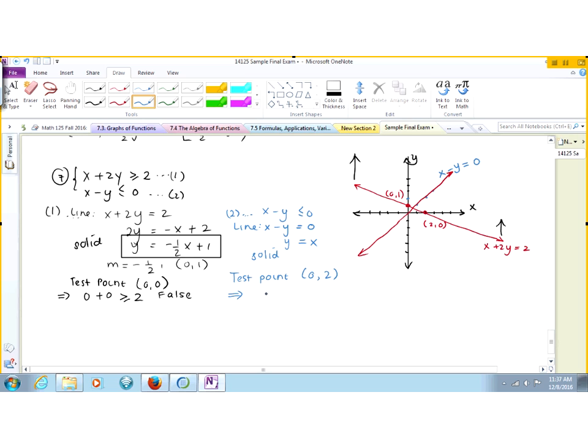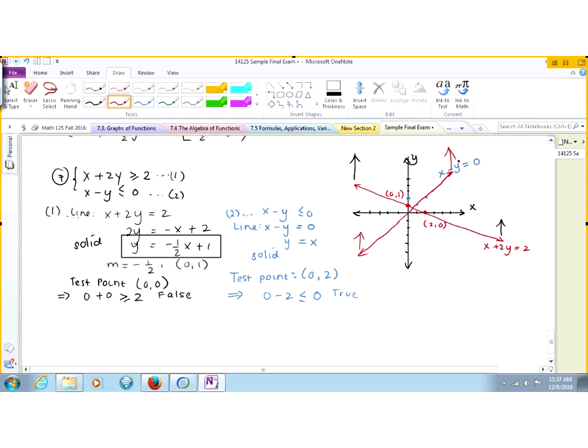Okay. So let's see if it's true or false. 0 minus 2 is less than or equal to 0. True? So the test point is 0, 2. 0, 2 is here. Is it true or false? True. Yeah. So which area do I choose? By this way. Towards the top?